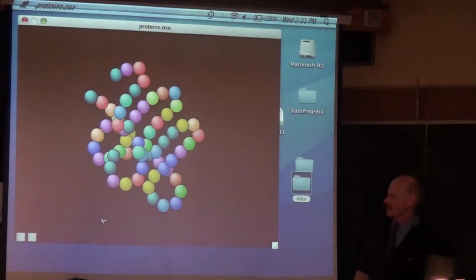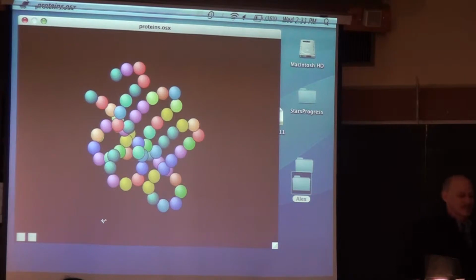Okay, so there's the tertiary structure, the folding together of the secondary structures. Any questions up to this point?